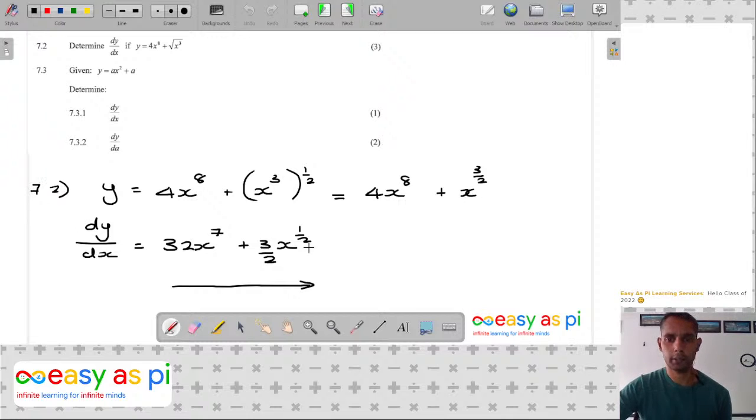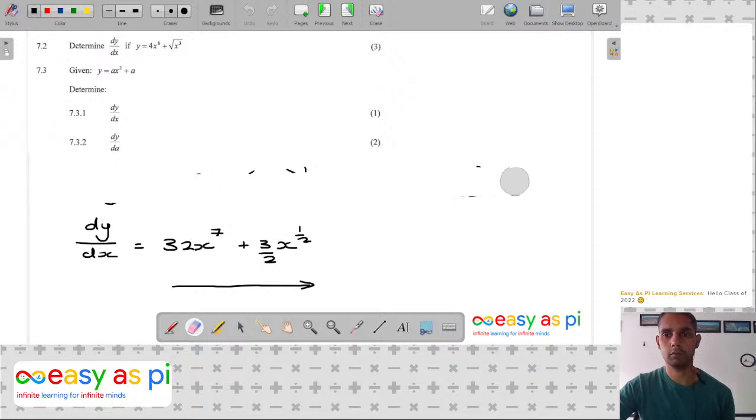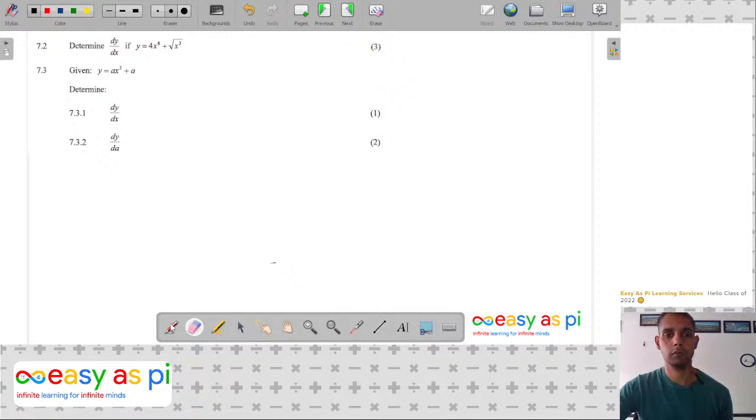Okay, nothing difficult so far, nice and simple, nice and easy. Easy marks, provided you understand and you knew how to do your exponent laws. So let's remove this now, because this is done. Okay, and let's have a look at the next one.